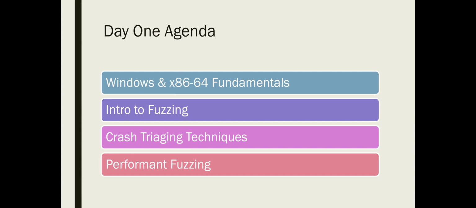We'll take a glance at crash triaging techniques using things like time travel debugging and how that can assist us in both crash triaging and reverse engineering in general. And then we'll also focus a bit on performant fuzzing, which is going to be a common theme throughout the rest of these slides, where we're not just interested in harnessing a target to get it fuzzing, but we're also interested in getting the most performance we can out of our fuzzer. After all, the more performance we get from our fuzzer, the more time we save in the long run.